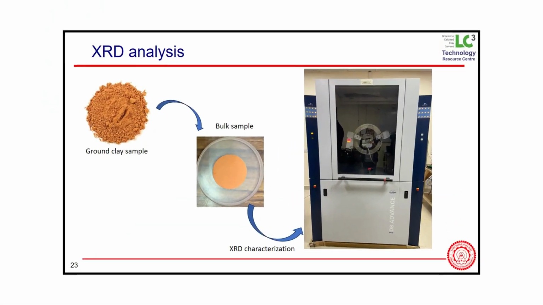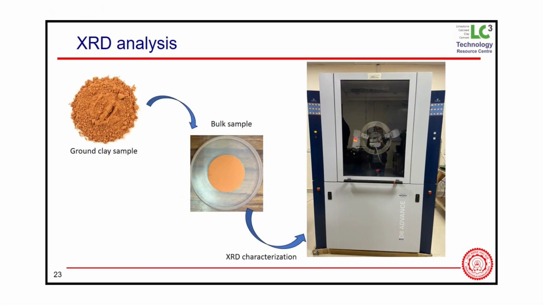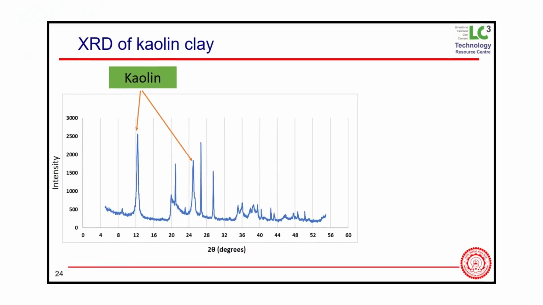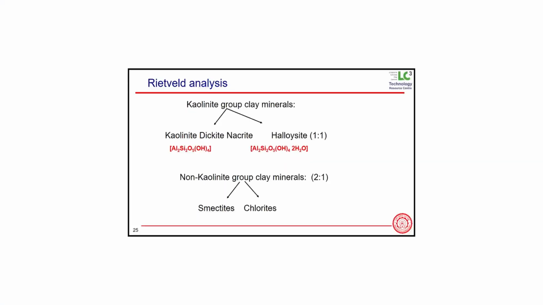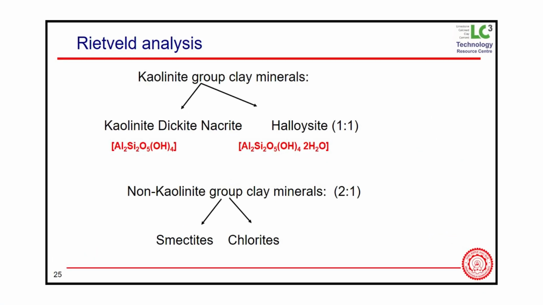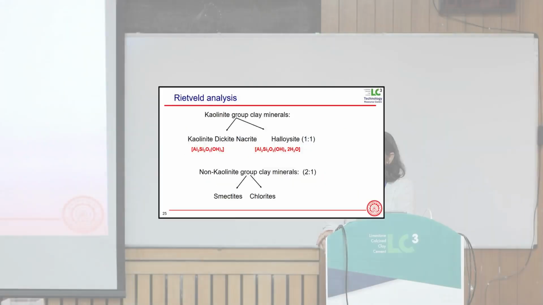In the laboratory, how do we use this XRD? The finely ground sample is subjected to XRD characterization, and here is a typical XRD graph. Here we can see if we are having a peak at 12, it is a sign of happiness for us. Okay, it is a clay material. Now we can also quantify this kaolin by Rietveld analysis, that is XRD based quantification.